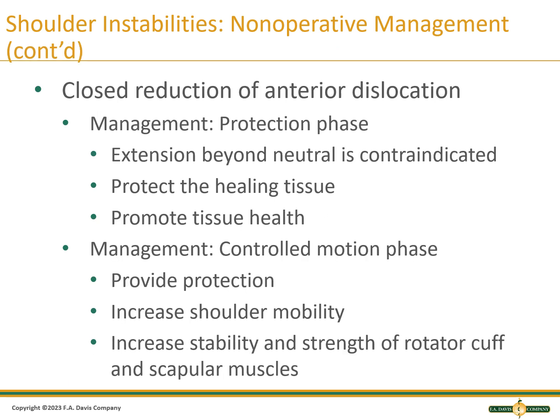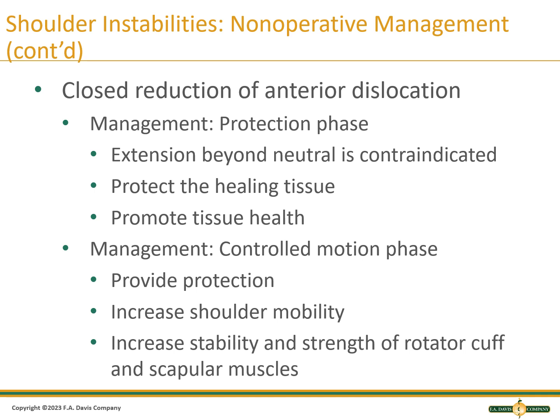When treating a patient who's had a closed reduction of an anterior dislocation, so they dislocated anteriorly and somebody just popped it back in, we're going to, during the maximum protection phase, avoid extension beyond neutral because that is contraindicated. We want to protect the healing tissue. So remember, the anterior joint capsule would be the healing tissue there, and promote tissue health.